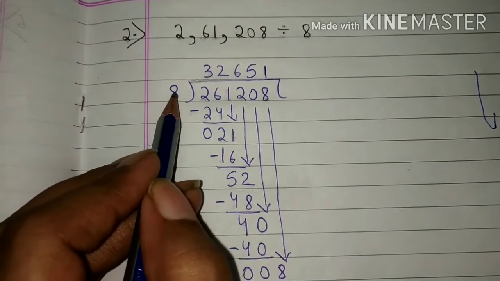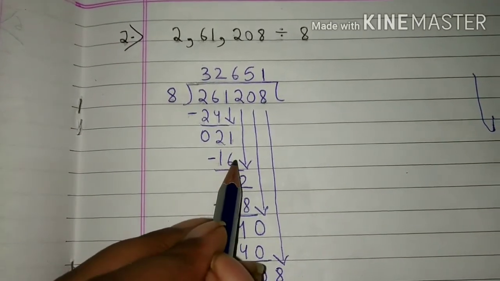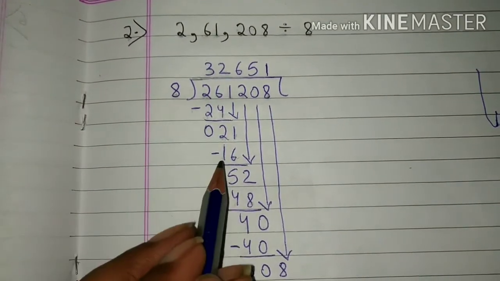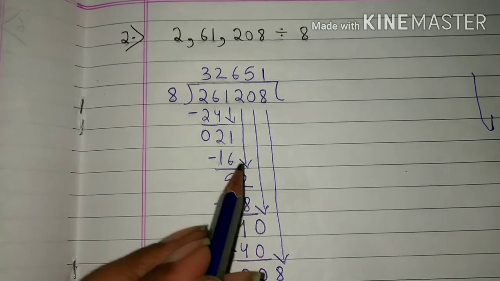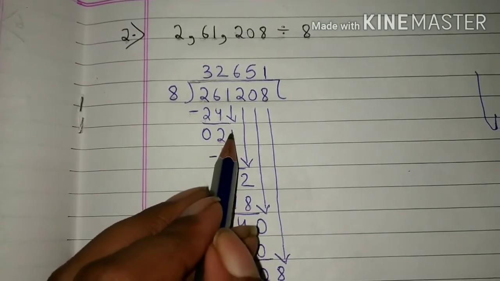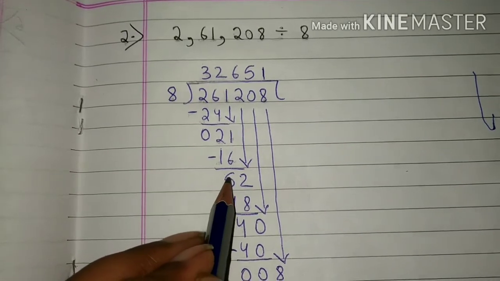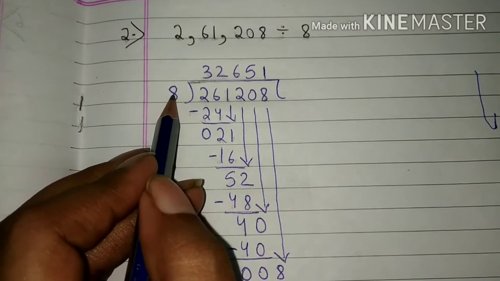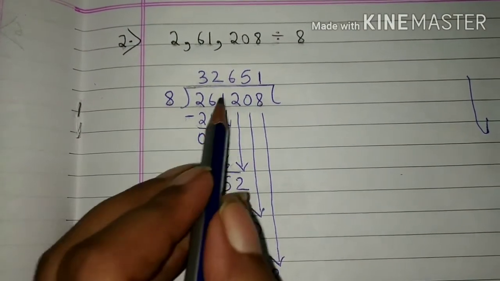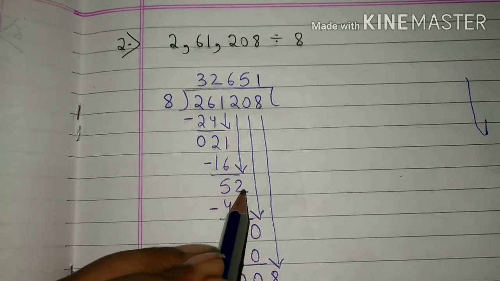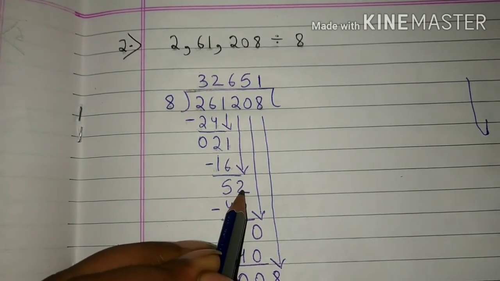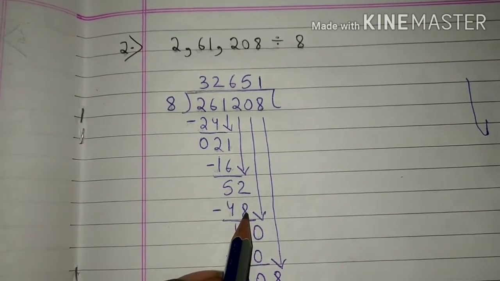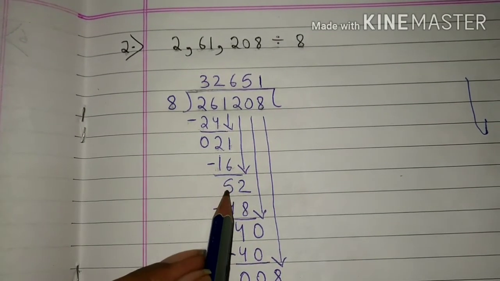Students, 8 into 2 is 16, and 16 is just smaller than 21. So we will consider 8 into 2 is 16. Students, we will write 2 here and we will write 16 here. Now we will subtract the number. 21 minus 16 will give 5. Students, 5 is smaller than 8. So we will carry down next digit, that is 2 here. Now number become 52.